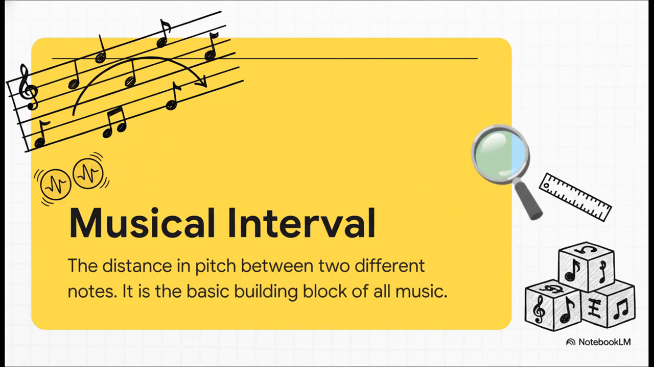So the key to this whole thing is something called a musical interval. That might sound technical, but all it is really is the distance between two notes. That's it. Think of them as the basic Lego bricks of music. Every single song is just a bunch of these intervals stacked together in different ways.